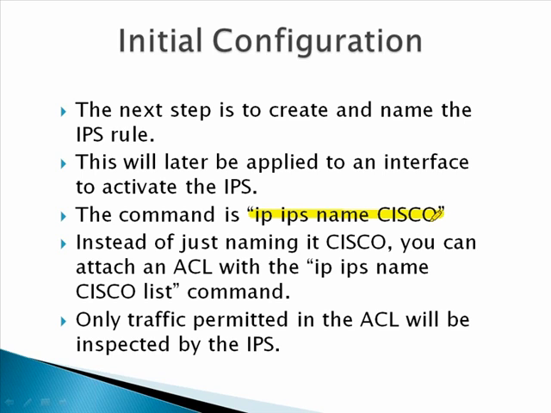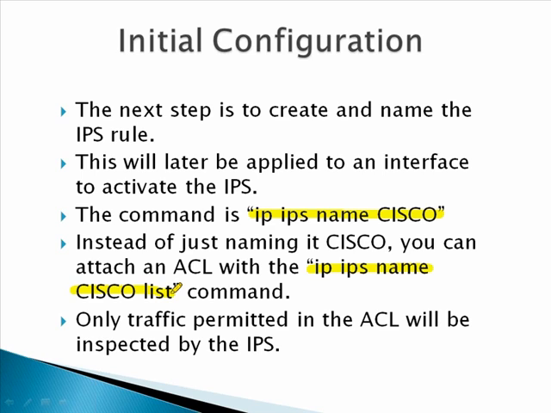So I named it Cisco in this case, but as it says here, you can also attach an ACL to this: IPS name Cisco list, and then the number of the ACL. What that does is limit things so that anything that matches a permit statement in the ACL gets inspected. Anything that doesn't does not get inspected. So it lets you limit what traffic gets filtered if you decide to do that.